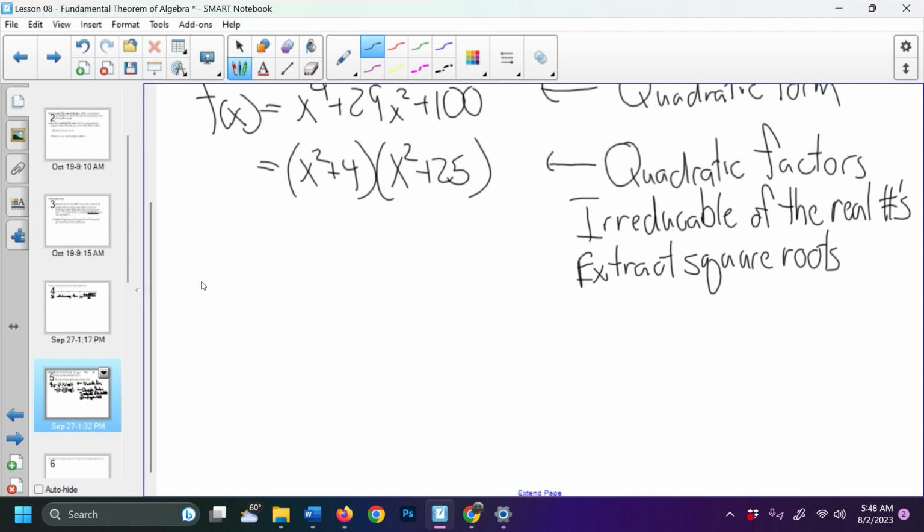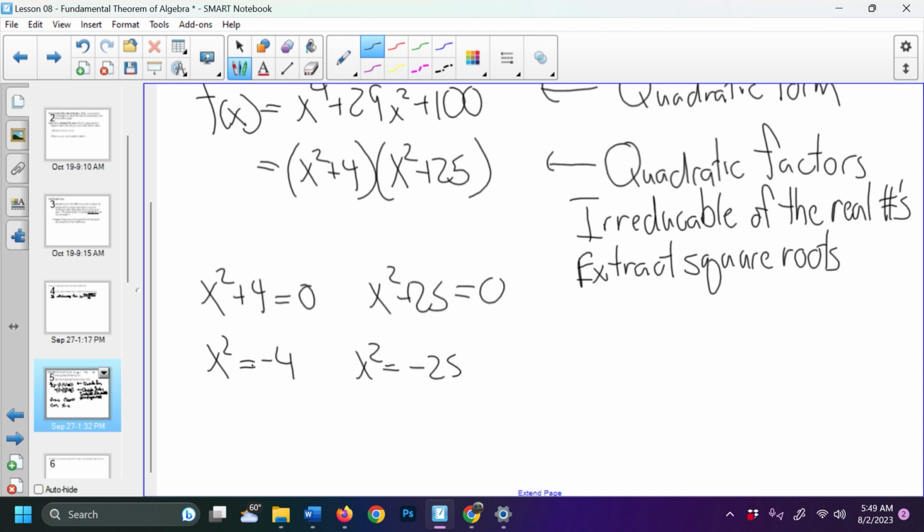So I will set each of those equal to 0. x squared plus 4 equals 0, and x squared plus 25 equals 0. And we will subtract from both sides. So I'll have x squared equals negative 4 and x squared equals negative 25.